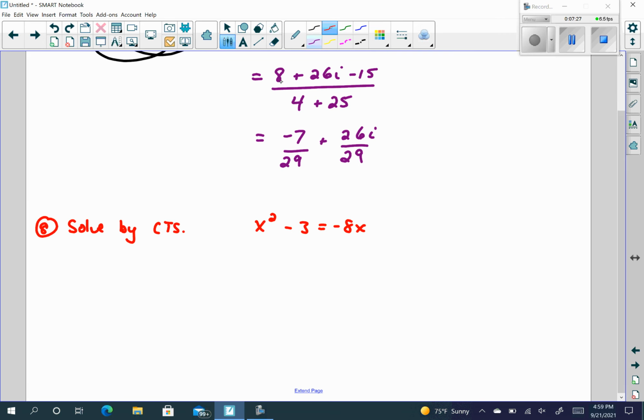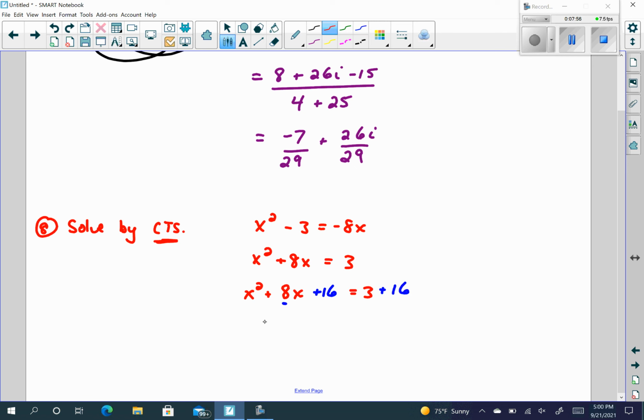All right, and the last one we want to solve by completing the square. So in order to do that, I want to get all my x terms to one side. So I want to add the 8x here, and then I'll add the 3, so it looks like this. Then we need to leave some space because I want to make a perfect square trinomial here. So this is where we take half of 8, which is 4, and then we square it, and that's 16. So we're going to add a 16 to both sides.